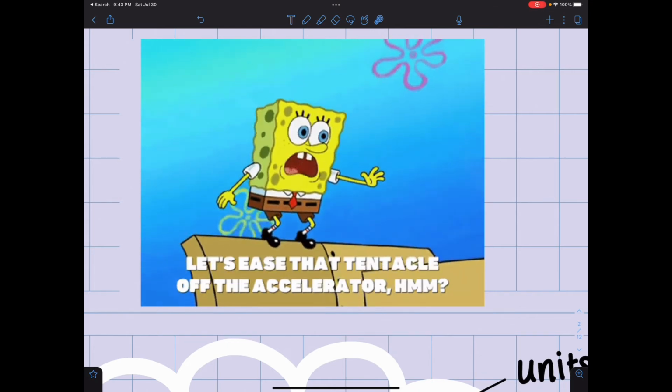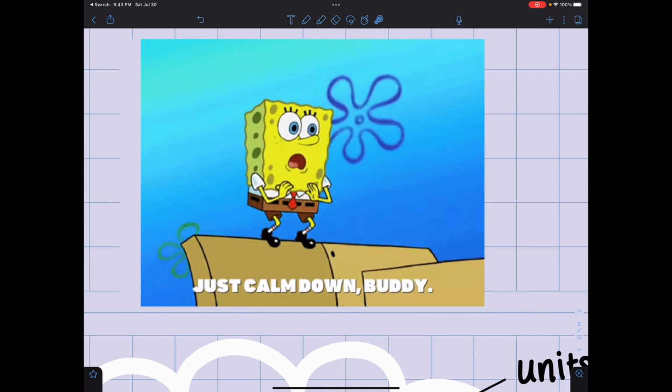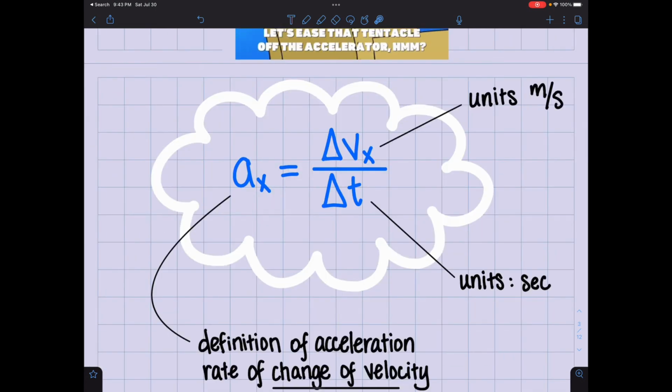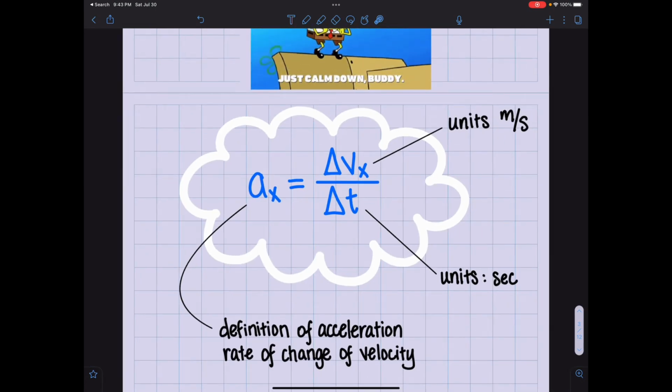Woo, let's ease that tentacle off the acceleration, huh? So this is the important equation that you need to memorize and that you need to have dripping off your tongues. Acceleration is the change in velocity over change in time.